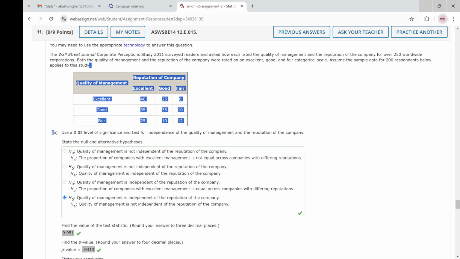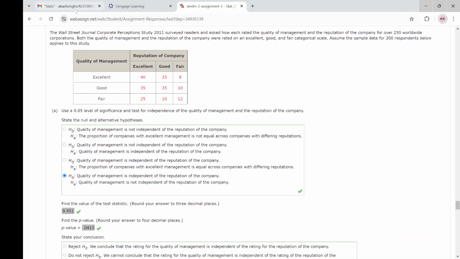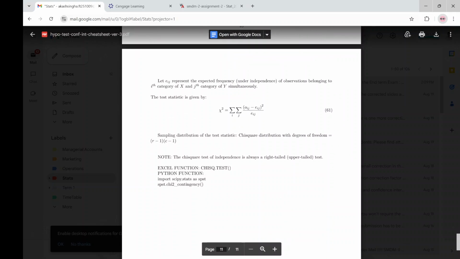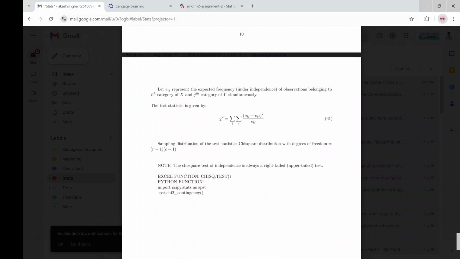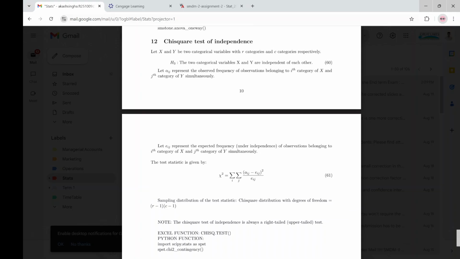200 is the total number. Okay, so look out for the formula. It is observed frequency minus expected frequency, whole square, by expected frequency. Degrees of freedom is r minus 1 times c minus 1.